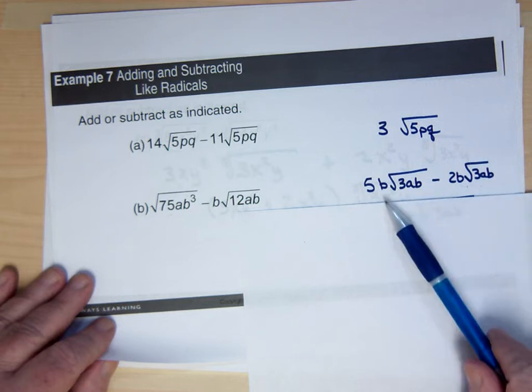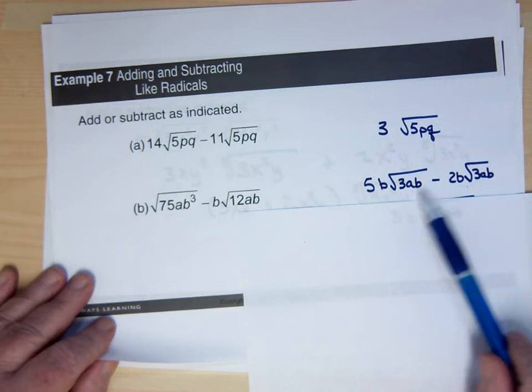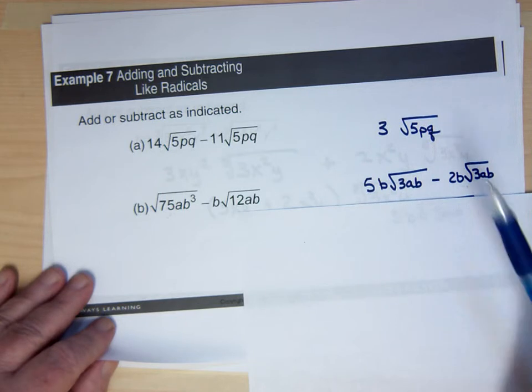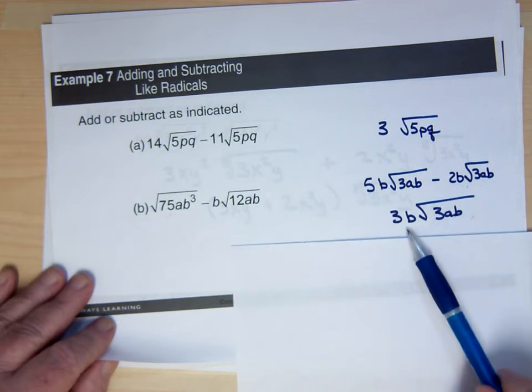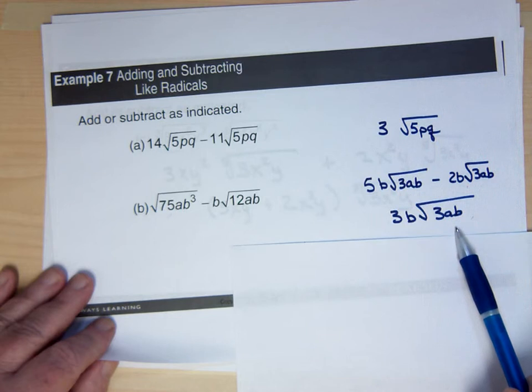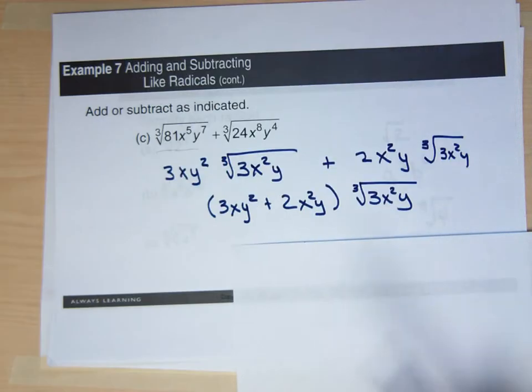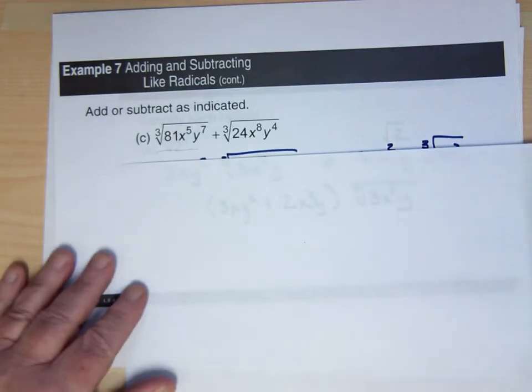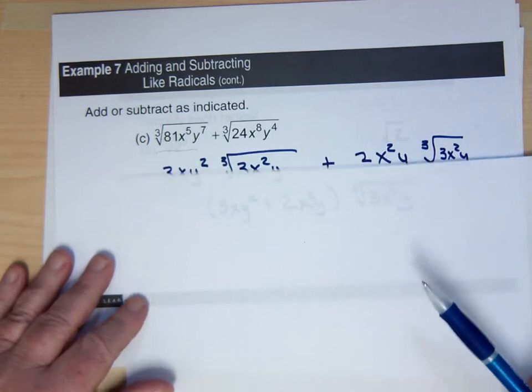So I have 5b times this minus 2b times that. I can factor that out, and I end up getting a net of 3b times the square root of ab. Doing another similar problem. This time I'm taking cube roots.